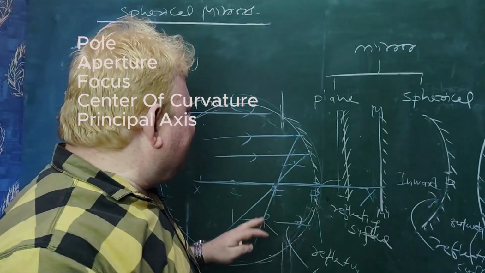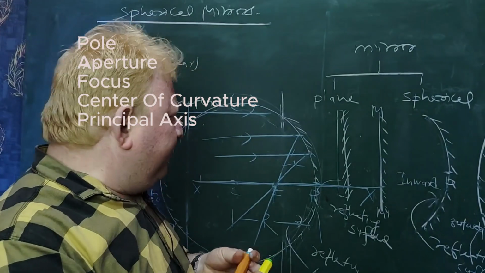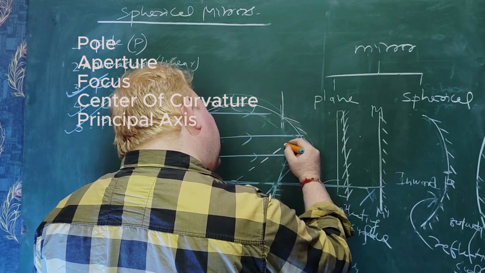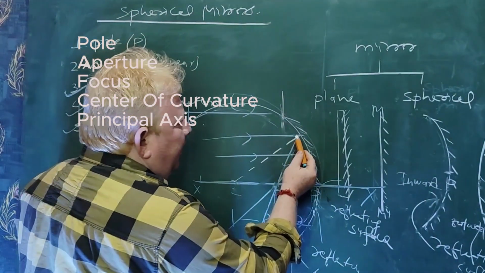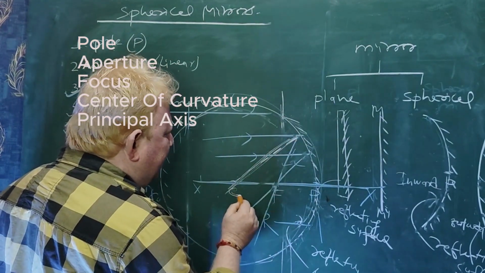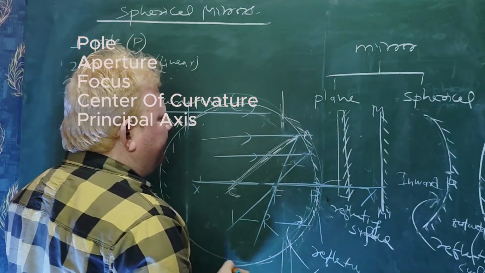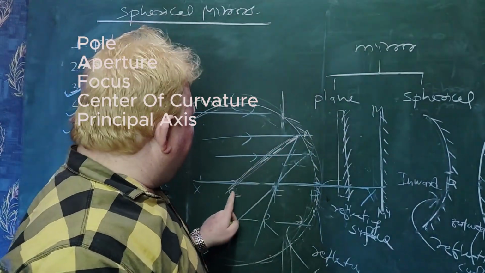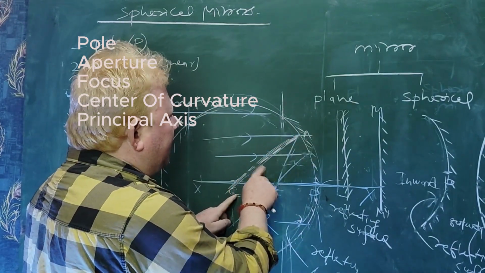So of course you can ask, sir, why will it go through the focus? Actually, in order to fulfill the laws of reflection, if we draw a normal, meaning this line from C to this point, this is the point of incidence. Suppose A is the point of incidence, this ray is being incident at this point A. From A to C, this line is nothing but the normal.